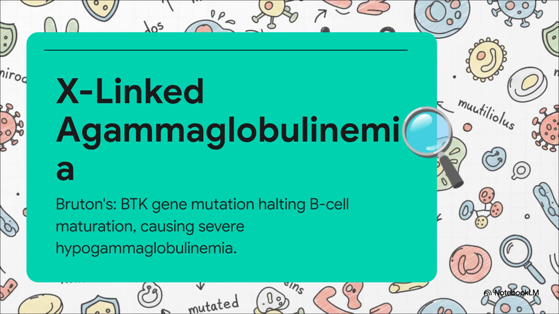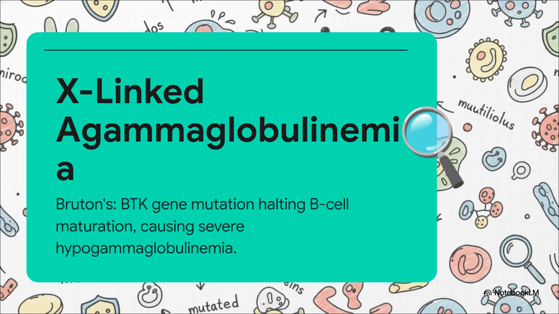Let's start with X-linked agammaglobulinemia, also known as Bruton's. So what's the fundamental mechanism here? It's an X-linked mutation in the BTK gene, which specifically encodes a tyrosine kinase. This mutation abruptly halts B-cell maturation right at the source. The end result? A complete lack of functioning B lymphocytes and severe hypogammaglobulinemia.